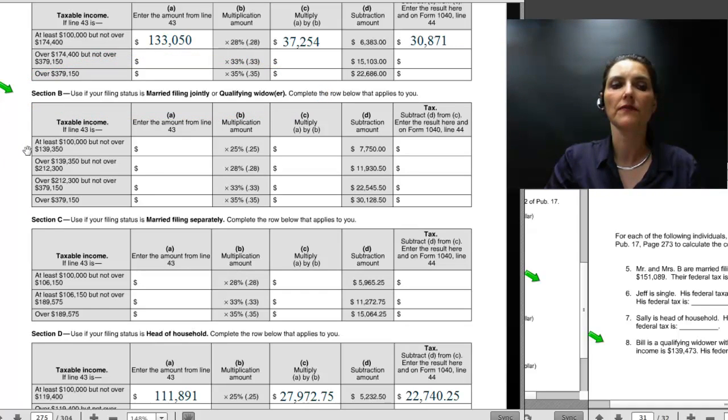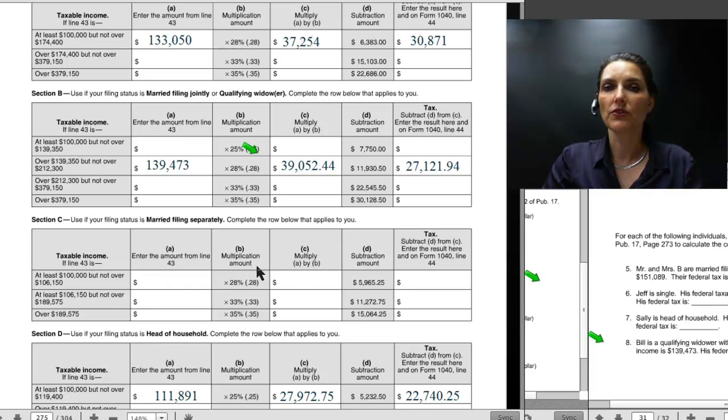We then subtract out the amount of tax, $11,930.50, which is owed on the first $139,350 of income that Bill has. That leaves him with a total tax to enter on line 44 of his 1040 of $27,121.94. Now, I've just shown you how to figure these tax amounts on the worksheet.